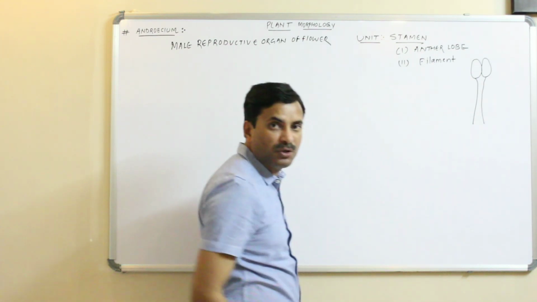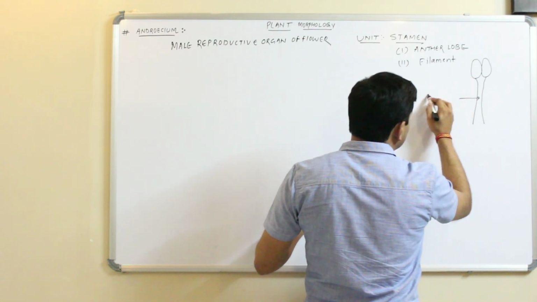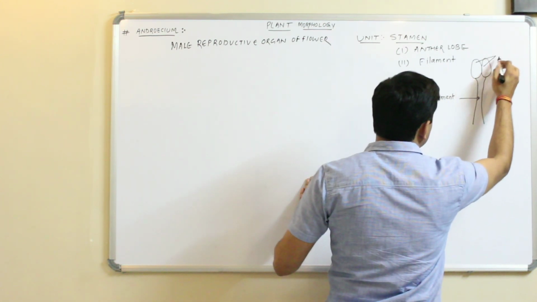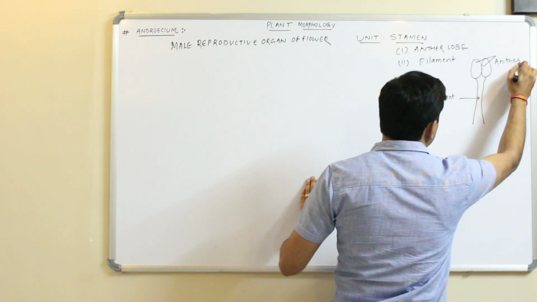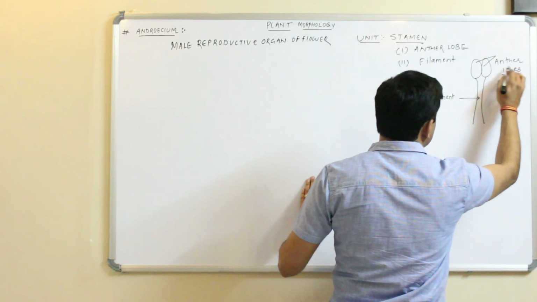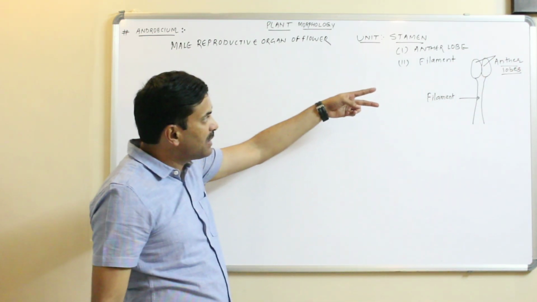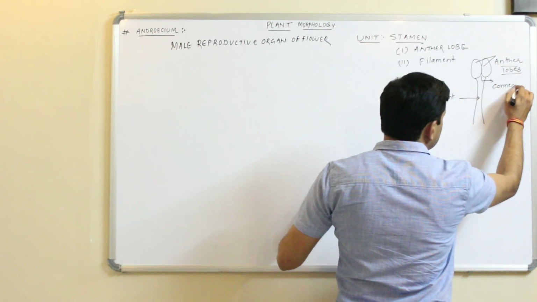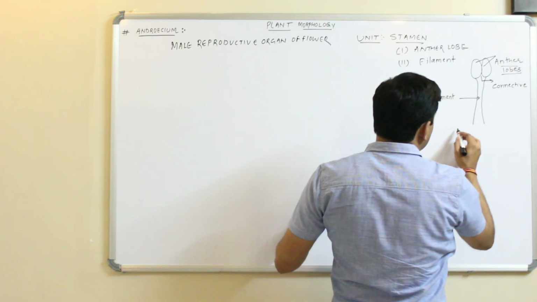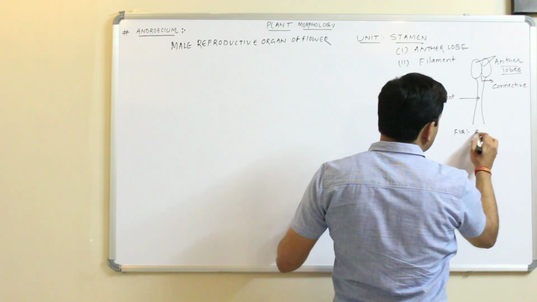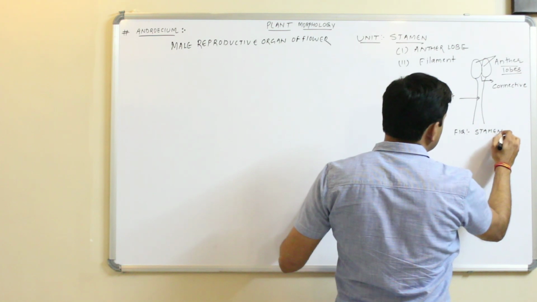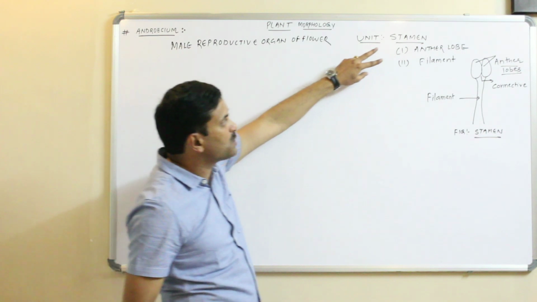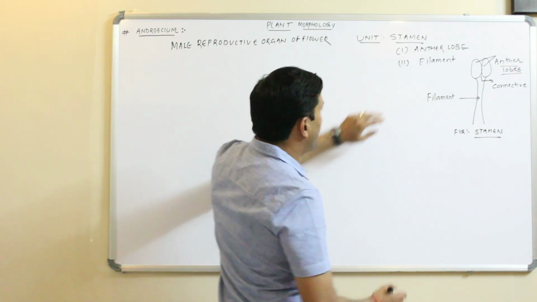This is the stamen. So this is the filament and these are the anther lobes. In between the anther lobes and the filament, a connective is present. This figure is indicating the stamen. So the stamen has two major parts: one is known as the anther lobe and the other is the filament.